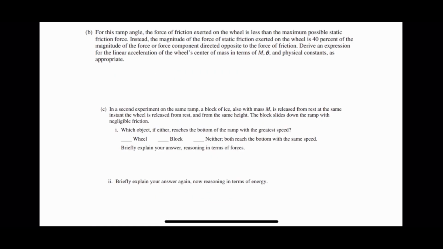Now we go on to part B, and it says, for this ramp angle, the force of friction exerted on the wheel is less than the maximum possible static friction force. Instead, the magnitude of the force of static friction exerted on the wheel is 40% of the magnitude of the force component directly opposite to the force of friction. Derive an expression for the linear acceleration of the wheel's center of mass in terms of m, theta, and physical constants, as appropriate.